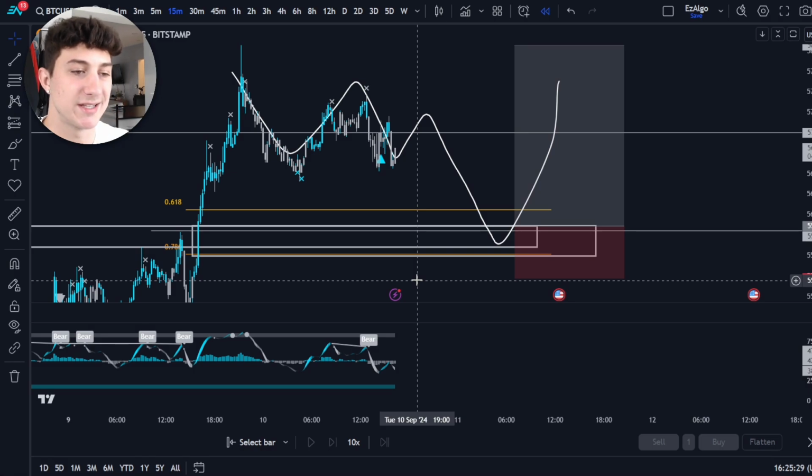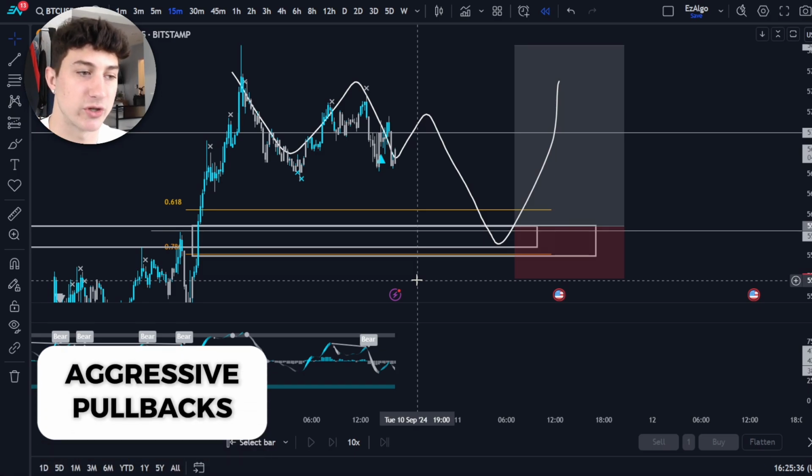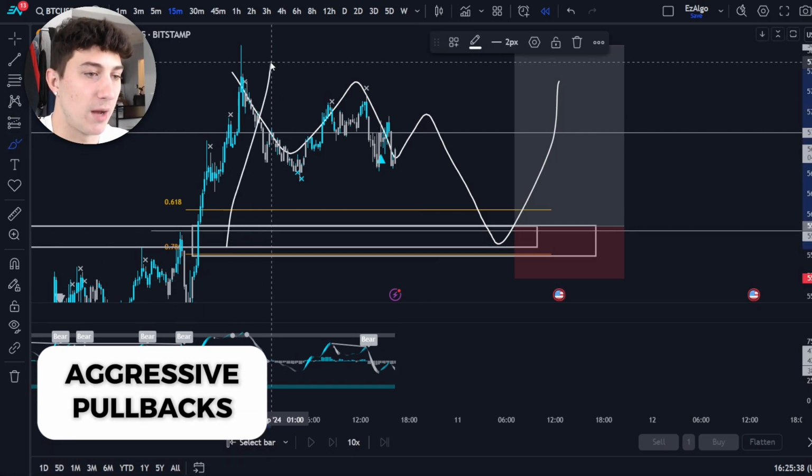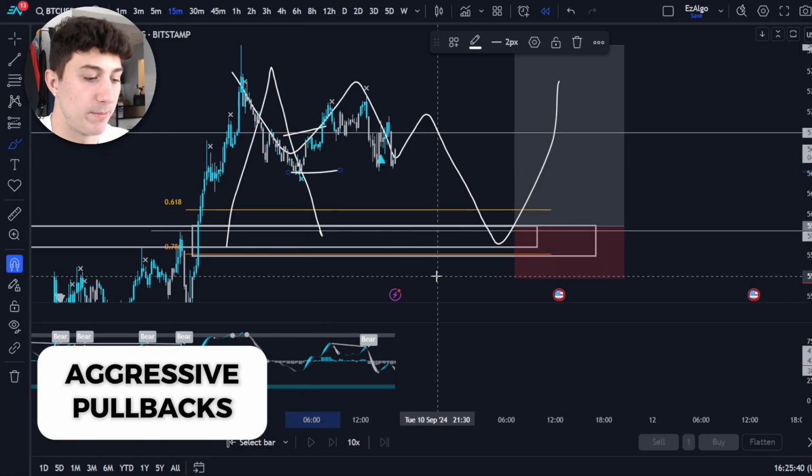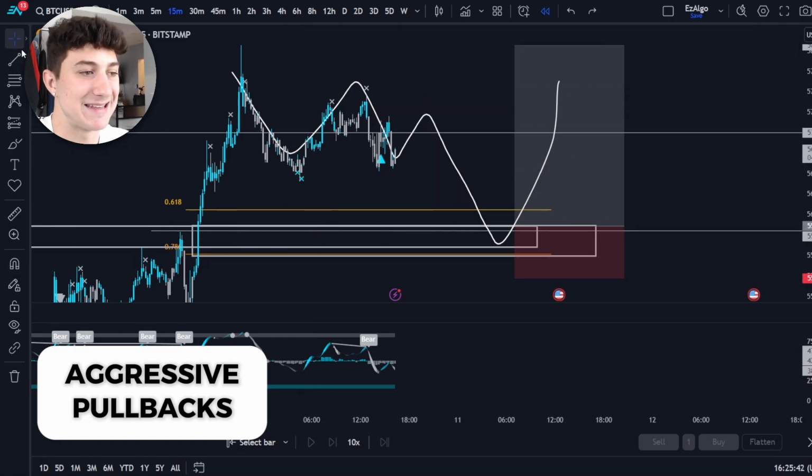This is referred to as a sweeping pullback. So there are 3 types of pullbacks. I'll make another video on this, but there are aggressive pullbacks where you don't want to take a trade. That would be if price shot up and then immediately shot back down with bearish fair value gaps, right? That is an aggressive pullback. That's a more risk on trade.